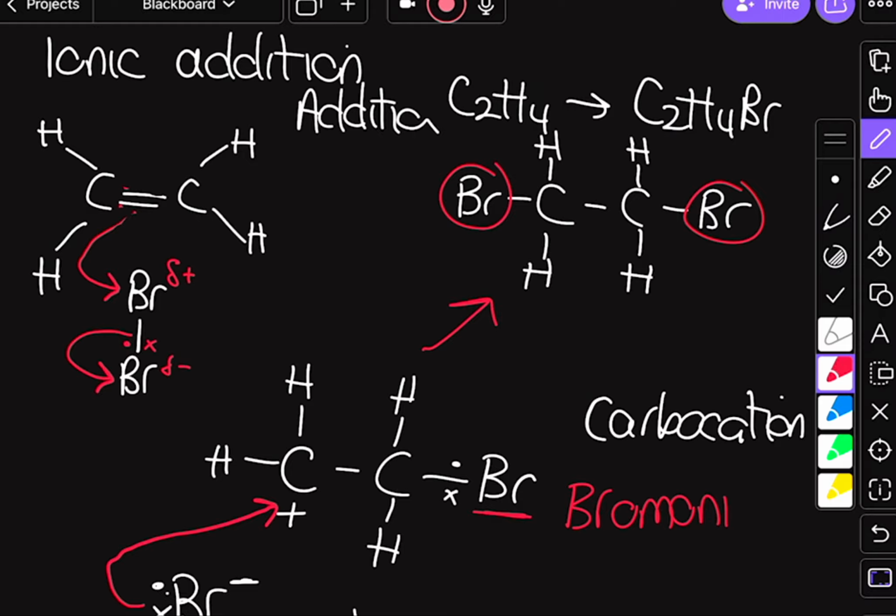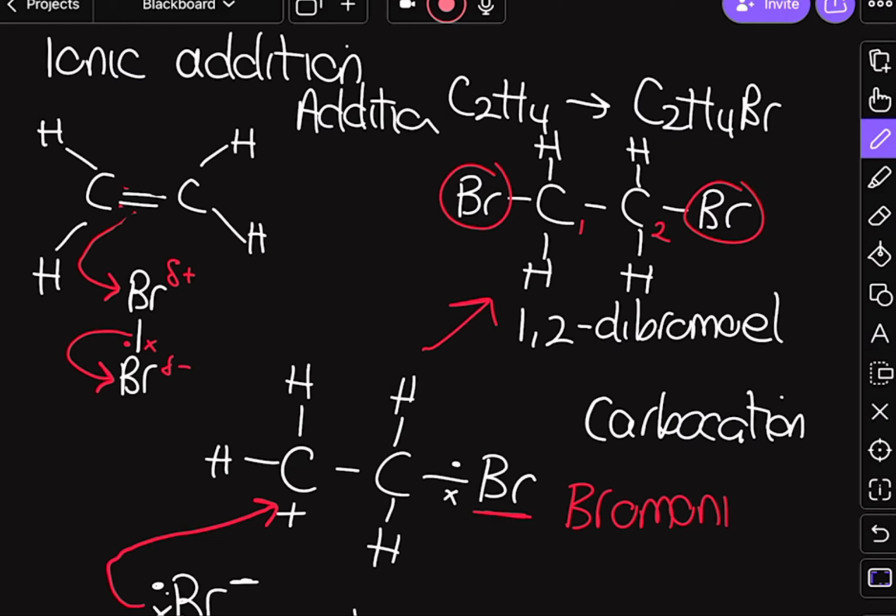And the last thing we do is we name. So this is carbon 1, this is carbon 2, or you can reverse it, doesn't matter. So I have bromines at positions 1 and 2. I have to tell them what is attached. There are 2 bromos, and it is an ethane now, because it's saturated. So they are your steps in ionic addition of bromine and ethene.